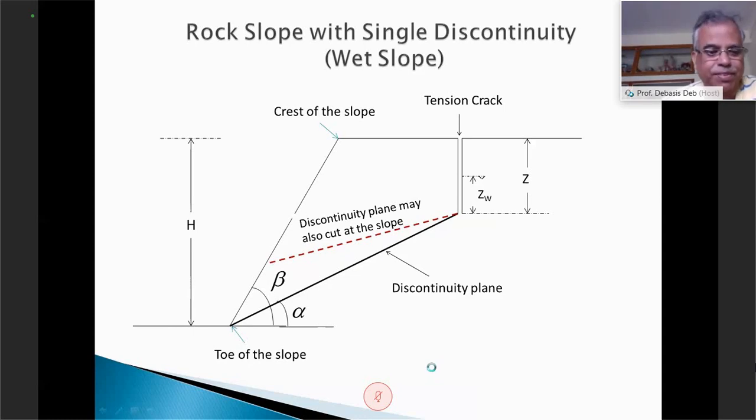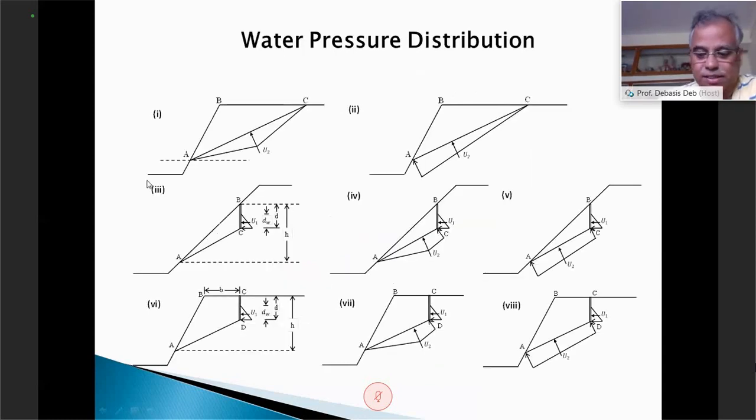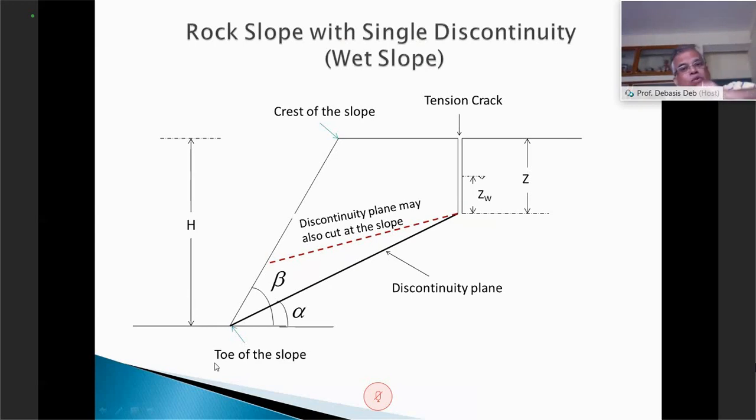Now one more thing I have to add. We are here assuming that at any given point of time, let's say we are measuring the water in this tension crack, and we found the water height is zW. Now for that particular zW, we are going to calculate the safety factor. So the water is up to here; we have found from the measurement that the water level is up to zW in the tension crack.